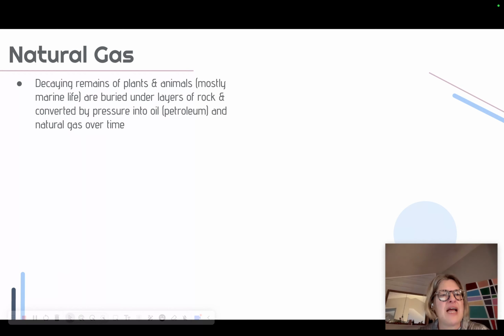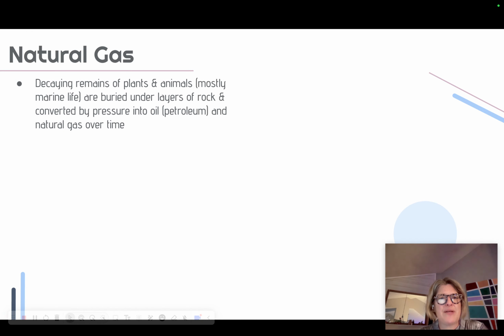Okay, so let's talk about natural gas. Natural gas comes from the decaying remains of plants and animals, and this is usually marine life. So we find a lot of natural gas in areas where the land that we have now used to be underwater. Areas like Pennsylvania, West Virginia, Ohio, Kentucky, we're finding quite a bit of natural gas. Anywhere where we used to have, or can still find, marine fossils, we're probably also going to find a lot of natural gas.